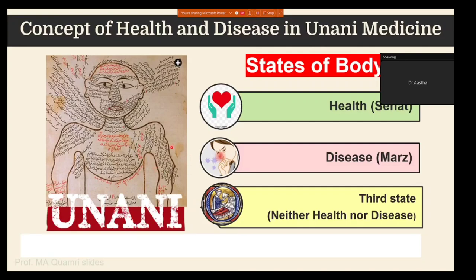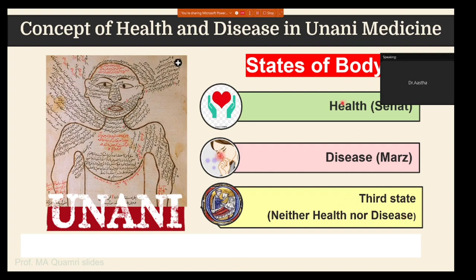In fact, according to Jalinus, Galen, and other Unani physicians, the human body exists in three different states. One is purely a healthy state, or sometimes it could be a disease state, that is, the person is suffering from disease. Beyond these two, there is another state called Halat-e Thalatha, the tertiary or third state, where the individual is neither purely in a healthy state nor in a disease state. I'll try to explain this particular condition.